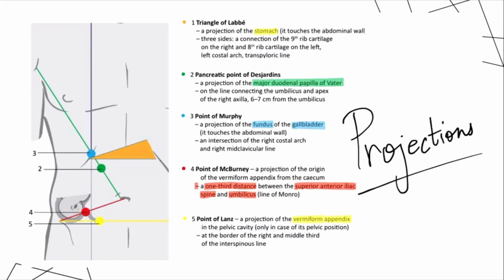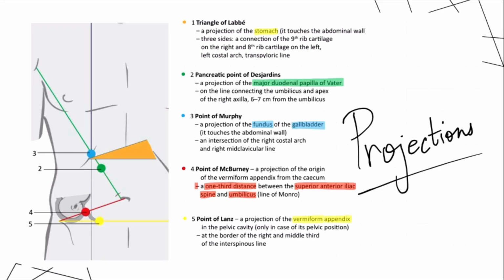Then you have McBurney's point. Now, this is very interesting because you can sort of measure it yourself, right? You can locate it on yourself. Basically, it's 1/3 distance between your anterior superior iliac spine and the umbilicus, right? And it's a projection of the origin of the vermiform appendix from the cecum.